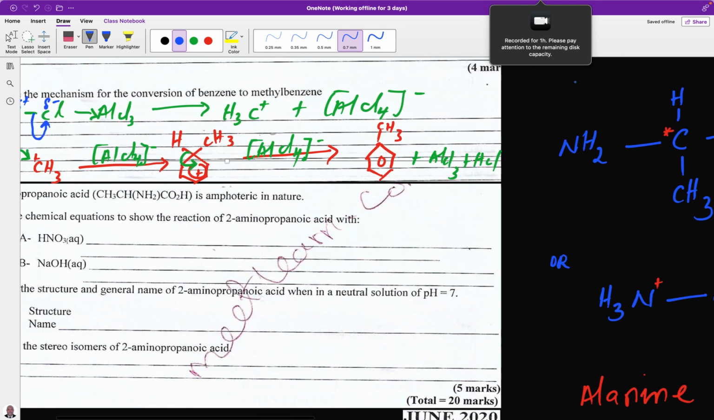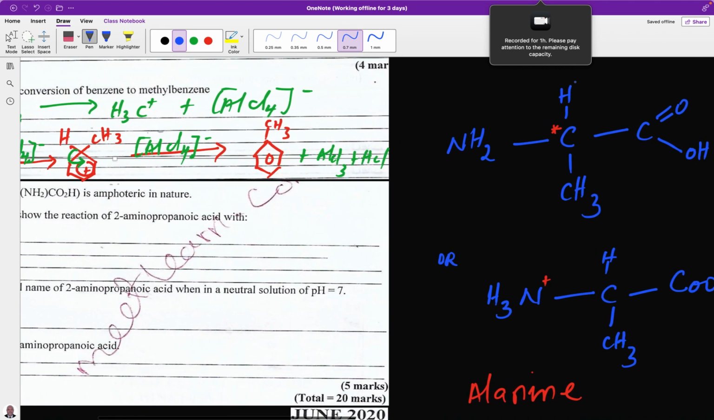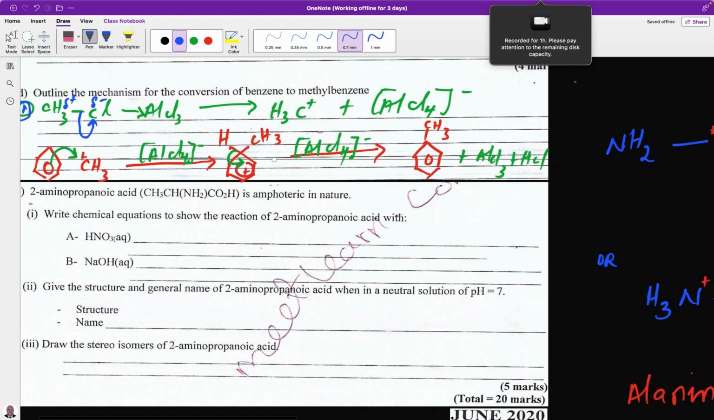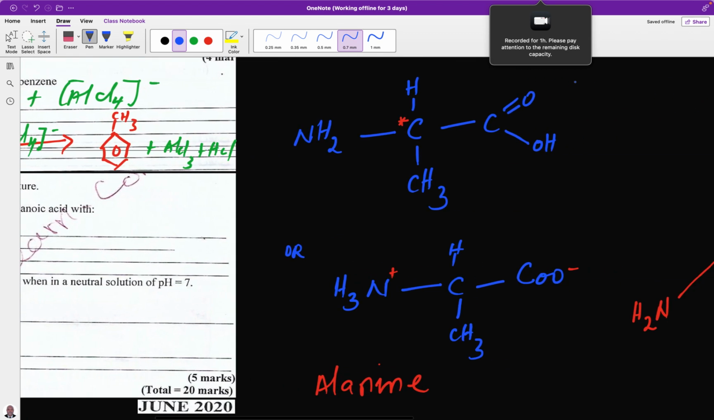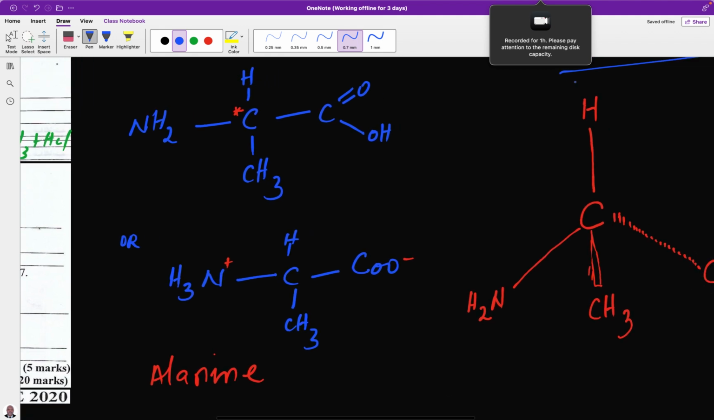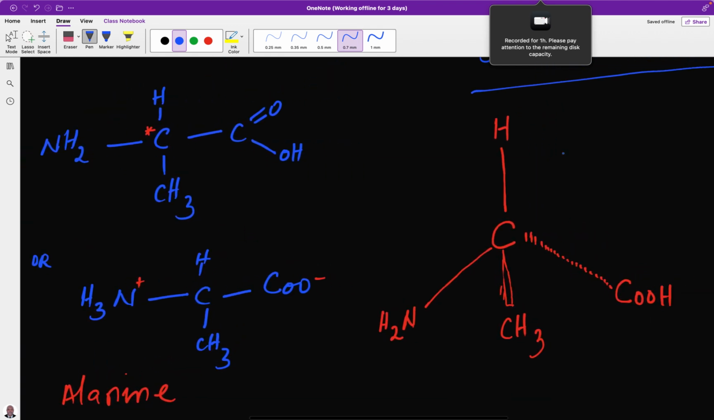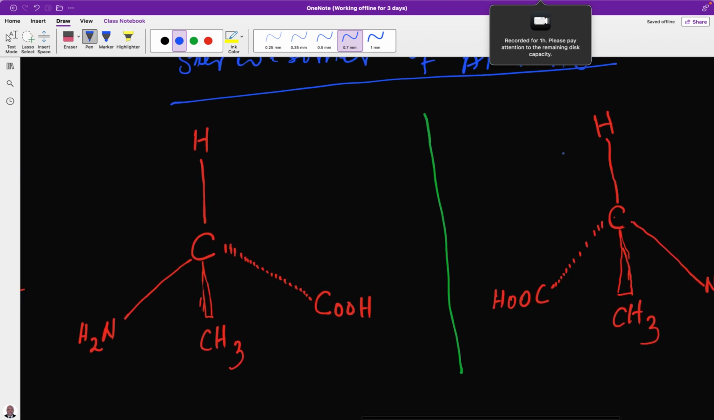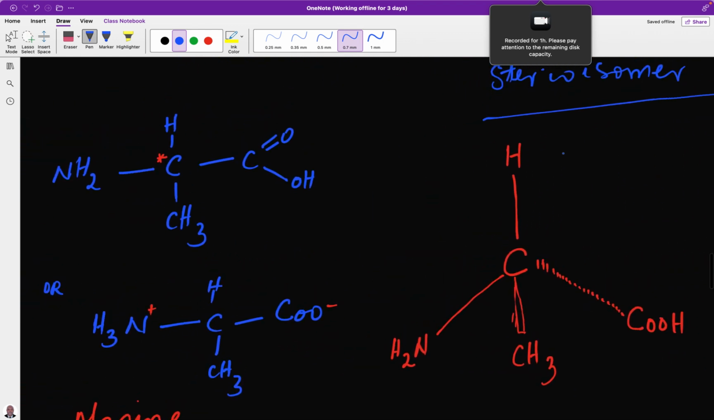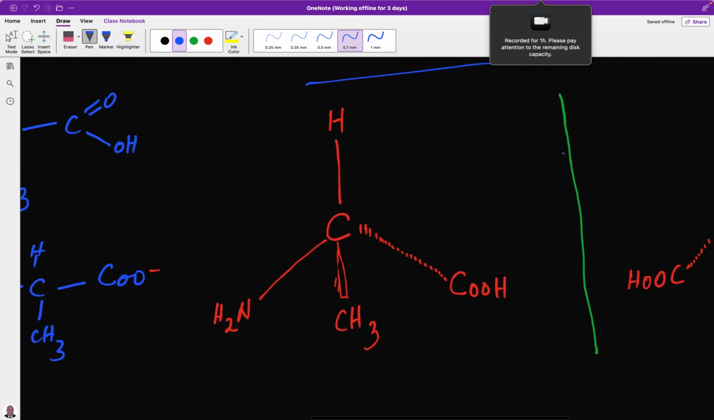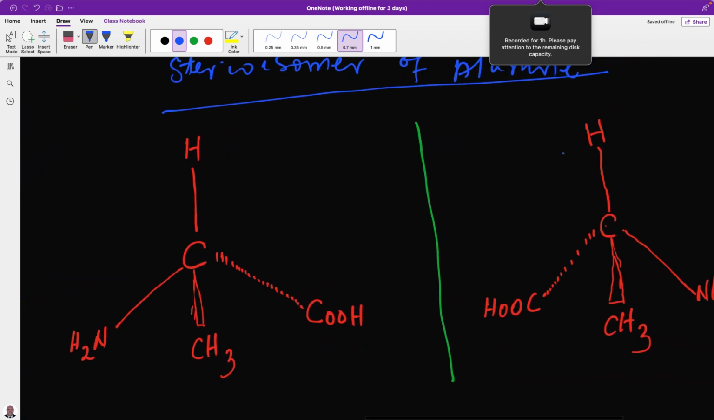And the stereoisomer, the name of 2-aminopropanoic acid is this one. Remember, amino acids will exist in a zwitterion form. That is, they carry 2 charges, the negative charge on the acid group and the positive charge on the amine group. And this makes it neutral, and they interact among themselves. So then finally, using the structure of 2-aminopropanoic acid, we can give rise to what we call a stereoisomer.